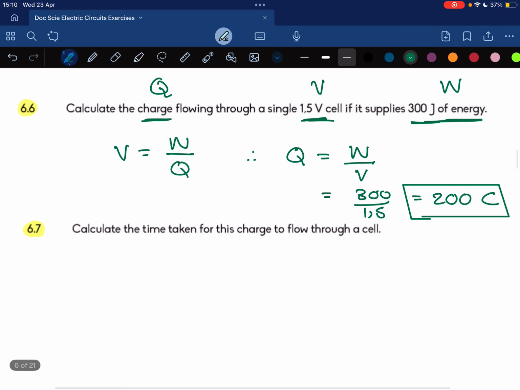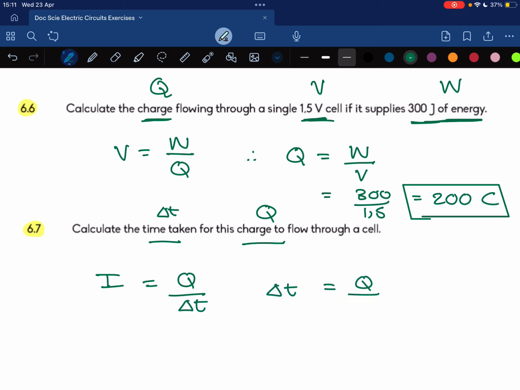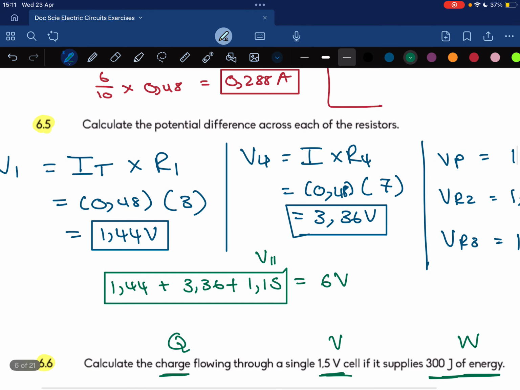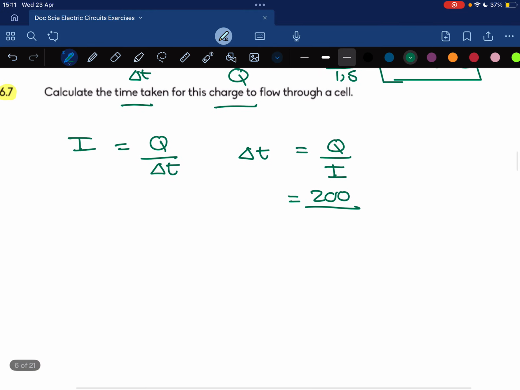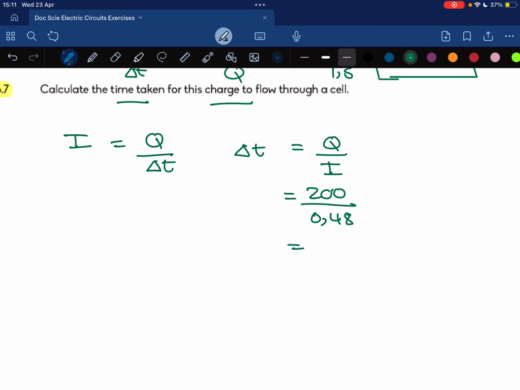Then it says calculate the time taken for the charge to flow through a cell. So time and charge is the current formula. I is equal to charge over time. So time will equal charge over the current, which is going to be the 200 coulombs divided by the total current. Now the total current was 0.48. So you put that on your calculator and you get 416.67 seconds.